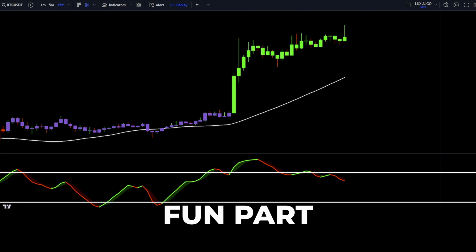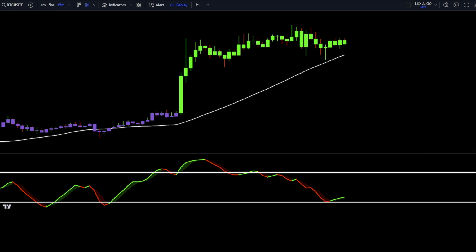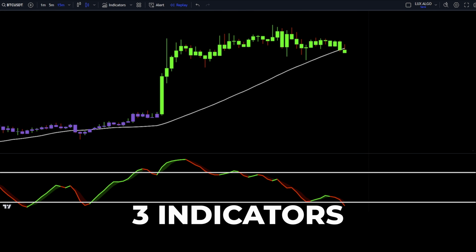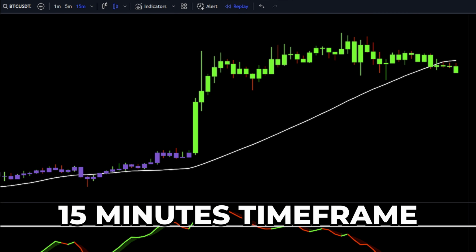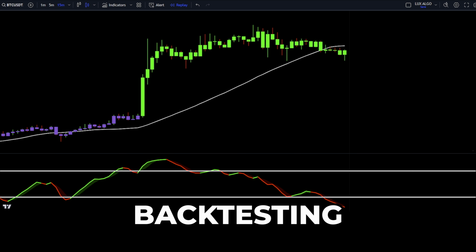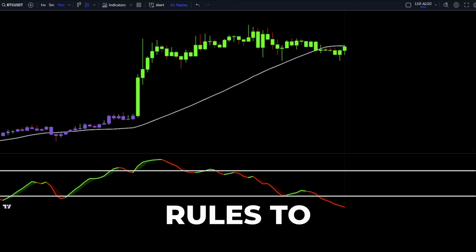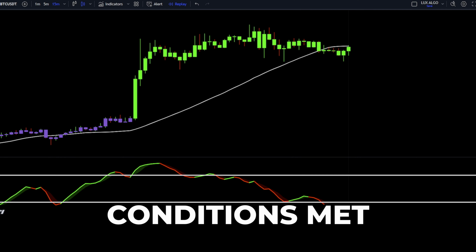Let's directly delve into the fun part, the trading rules, so we can understand how to use this strategy profitably. This strategy includes 3 indicators, and we're going to use the Bitcoin USDT chart on the 15 minutes time frame, as this was my asset and time frame for the 100 times backtesting. We want to start with the rules to enter a long trade. For a long entry signal to be valid, there must be 3 conditions met.